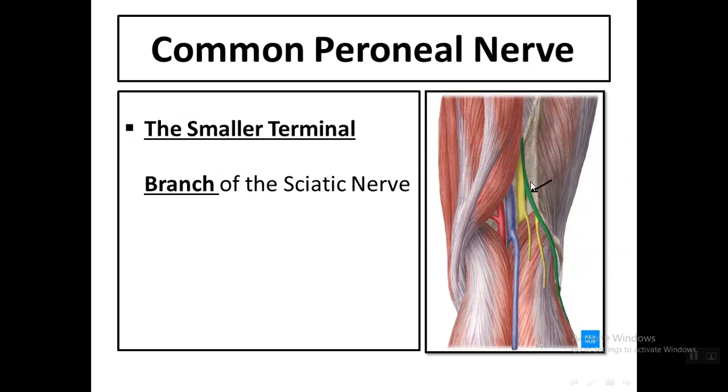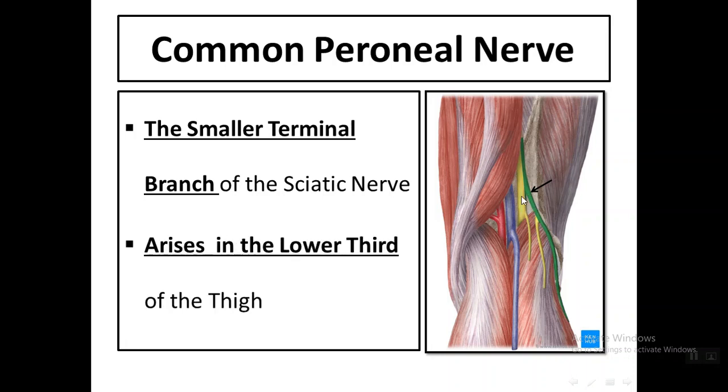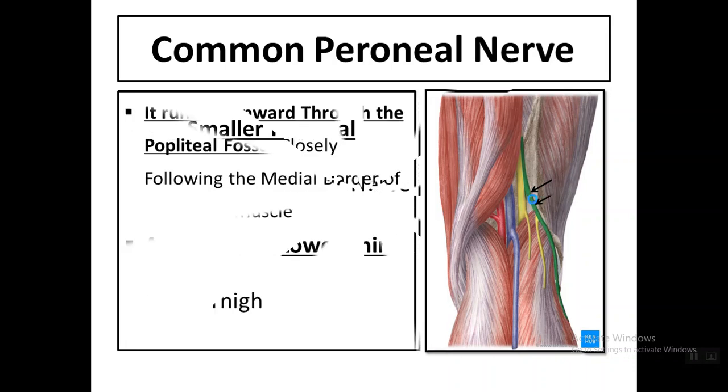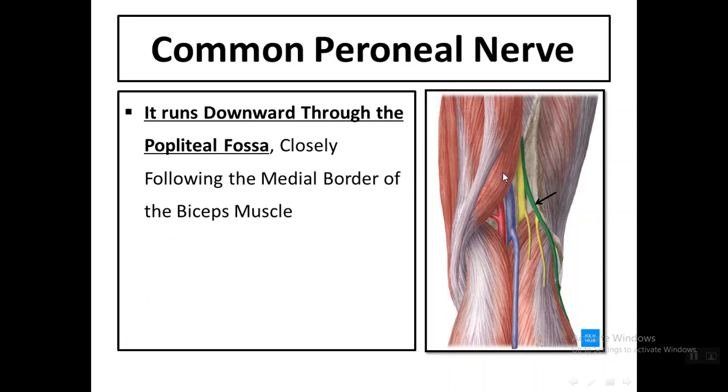The other branch is the common peroneal nerve, which is the one in green here. This is the smaller terminal branch of the sciatic nerve, and it arises in the lower third of the thigh. It runs downward through the popliteal fossa, closely related to the medial border of the biceps muscle. Here we have the biceps muscle, and this is its medial border, and the common peroneal nerve will pass closely following the medial border of the biceps muscle.